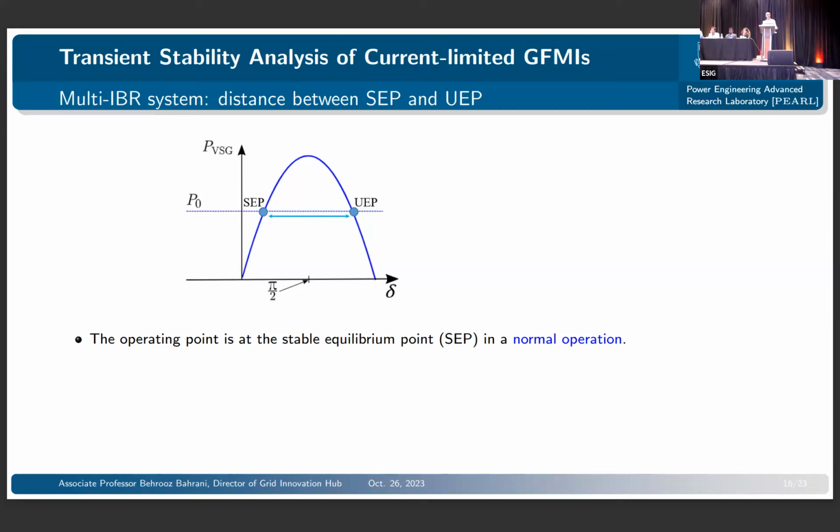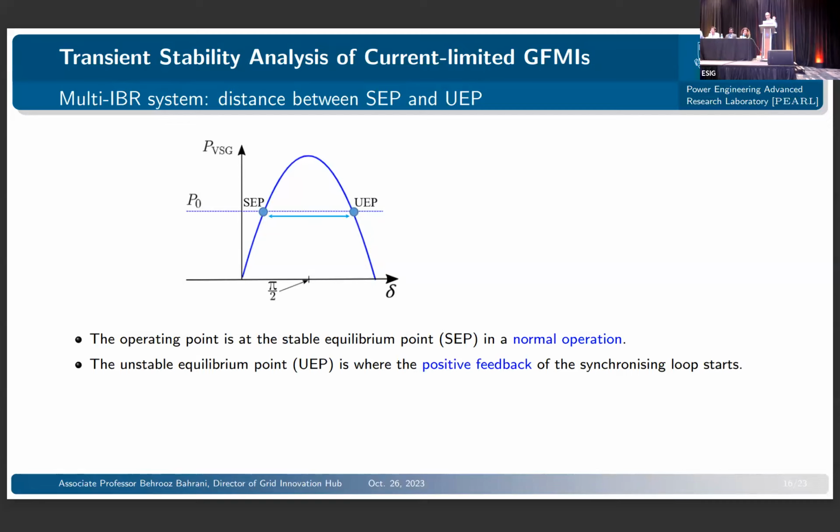Now, what could be an indication? When you look at a very simple system, a single IBR system, you've got this SEP, a stable equilibrium point, and UEP, unstable. You know that if you go beyond the UEP, your system becomes unstable. When you're at the SEP, you are in normal operation. Now, the distance between the two points gives you some sort of margin. The larger the distance between your SEP and UEP is, the larger the chance of remaining stable. Obviously, it depends on what controller you're using.